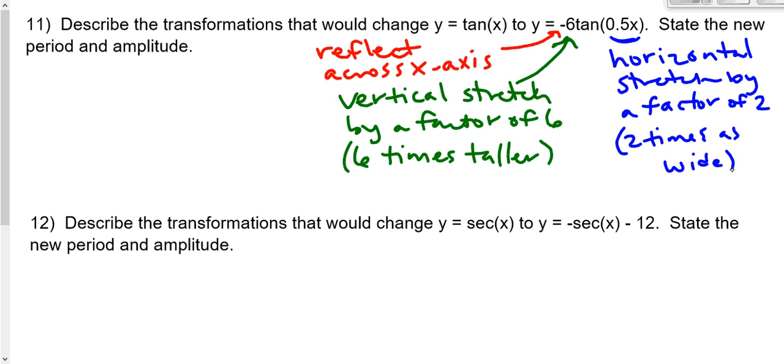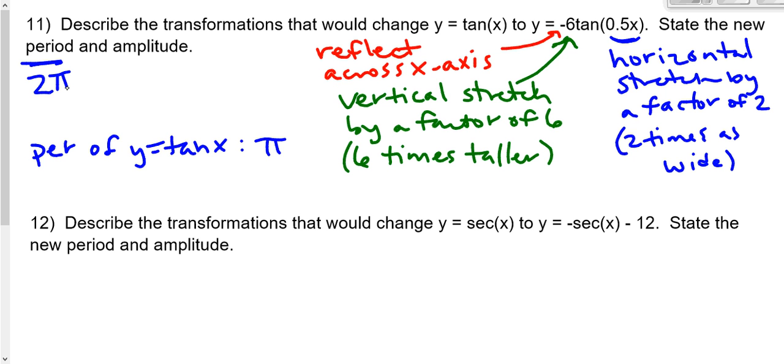Okay, so let's figure out the period and the amplitude. The original tangent graph had a period of 2 pi. Period of y equals tangent x. Did I say 2 pi? If I did, it was wrong. I mean 1 pi. I don't know what I said a minute ago. The original tangent graph has a period of 1 pi. Now, we've just stretched it twice as wide. So the width of the cycle is now twice what it used to be. So the new period is 2 pi.